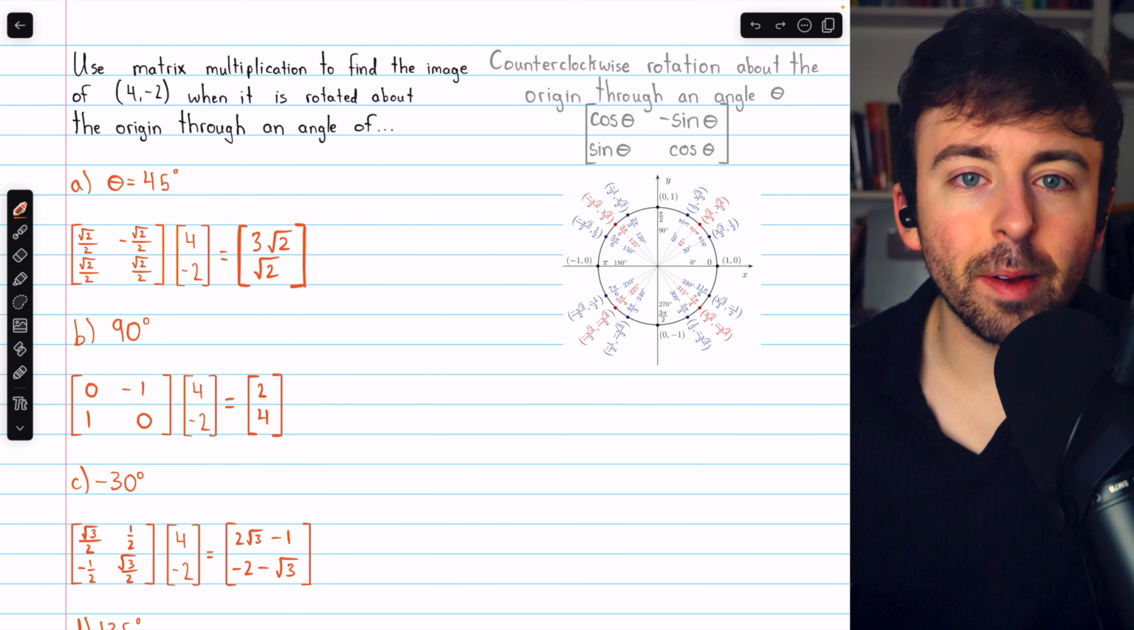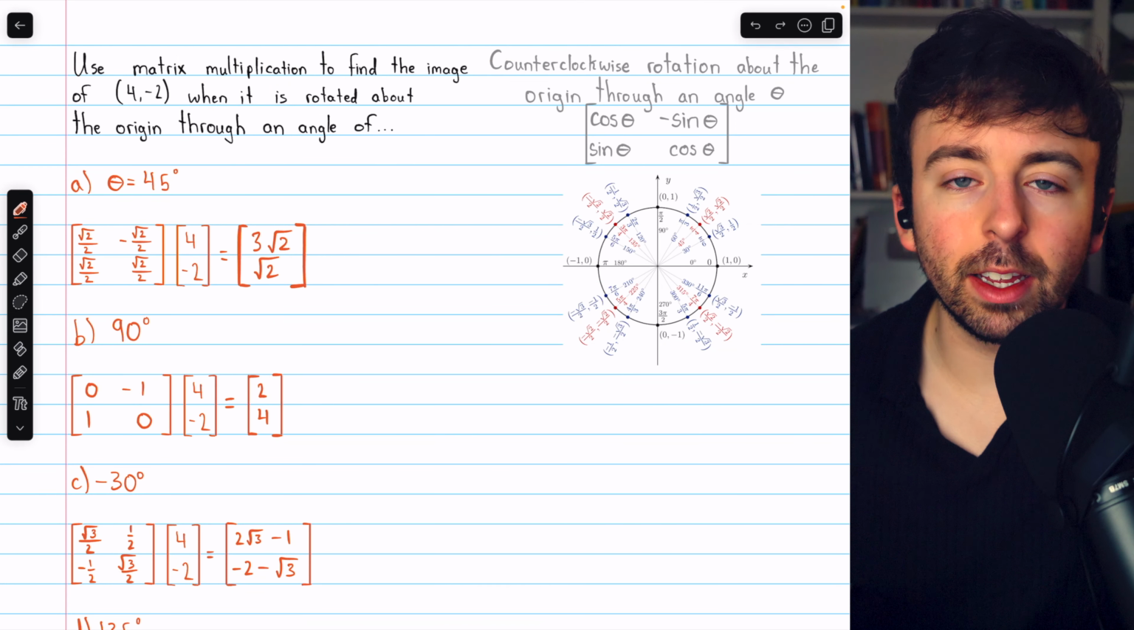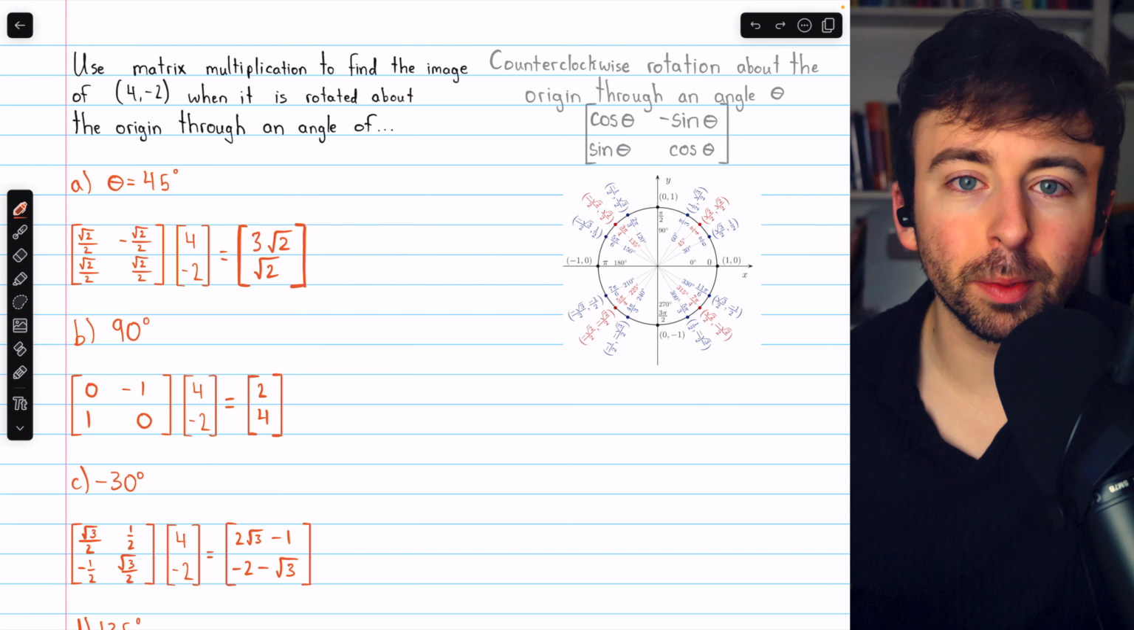So those are a few examples of carrying out rotations in R² using matrix multiplication.